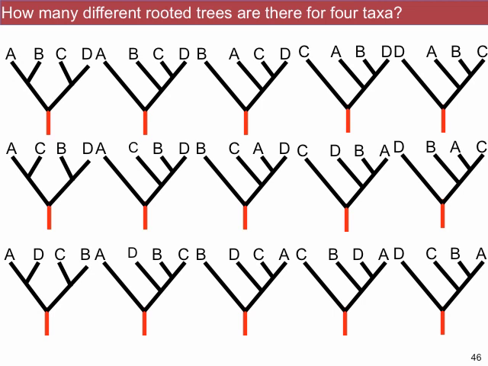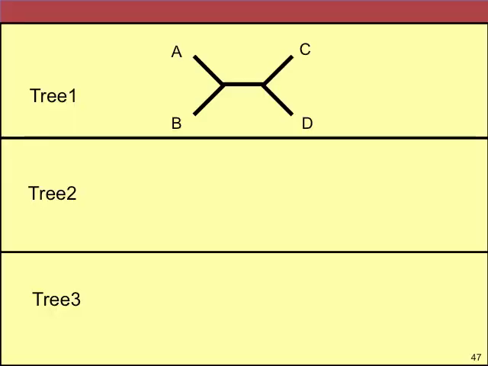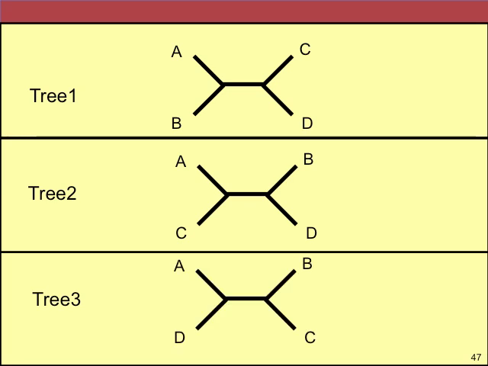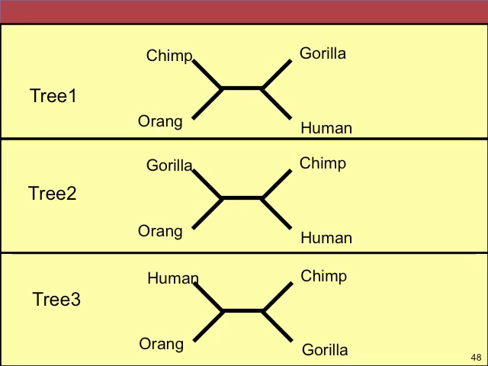So I think we said there was 5 ways to root each of 3 trees, so I just multiplied them together. Exactly. So we took one tree, and there were 5 different ways to root that one tree. And then we have 3 possible unrooted trees, so it's just 3 times 15. So this is all of them. These are the 15 different rooted trees for 4 taxa.